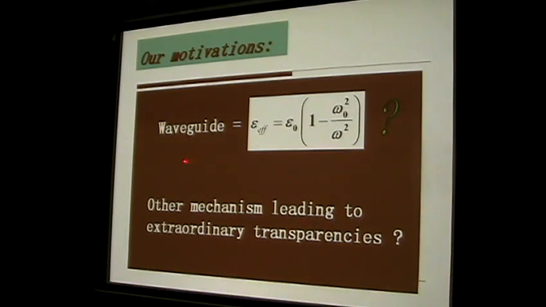We looked at this problem in more detail, and we asked ourselves, is it always true that the waveguide is an E resonance, E plasma? Is that always true? And if it's not true, do we have other mechanisms leading to such kind of extraordinary transparencies? This is our motivation for the study.